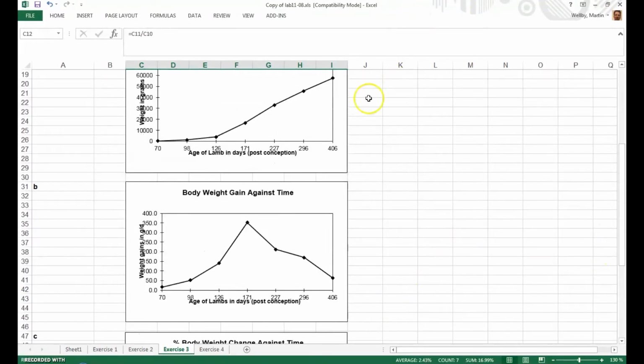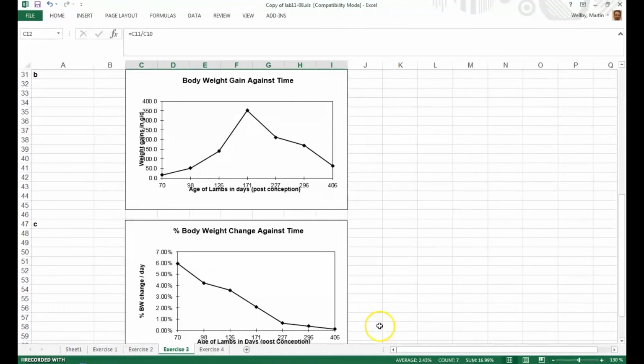And once this line here is flat, it means it's not growing or losing weight, then the body weight gain or the growth rate will be 0. So as soon as this one plateaus, this one will come down to 0, and the relative growth rate will also come down to 0. So that's how we generate those growth curves. And now we'll move on to exercise 4.